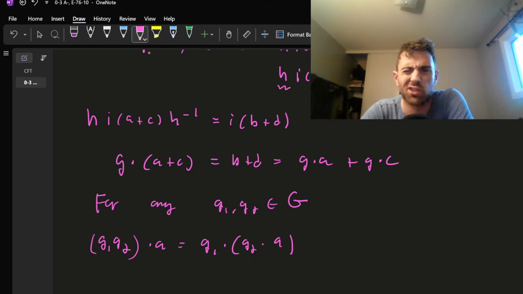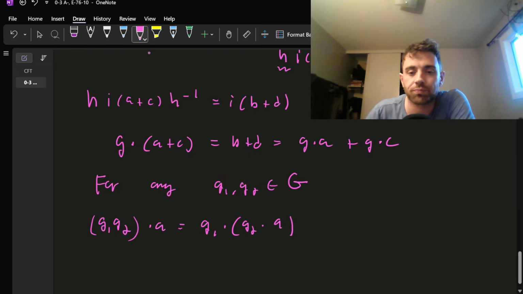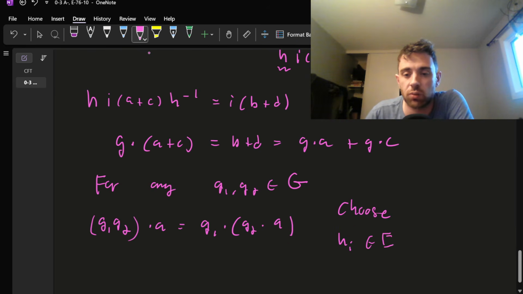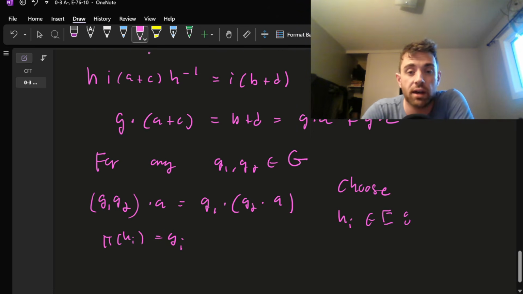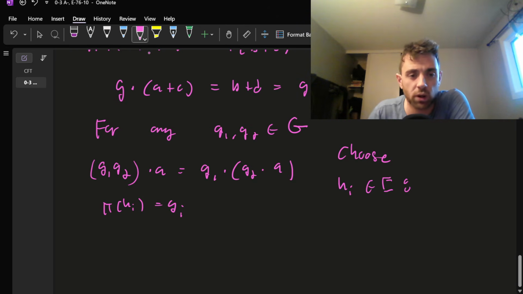I think I wrote it the other way in my notes, but let's choose again h_i for i equals 1 and 2 such that pi of h_i is equal to g_i. Then what are we going to do? Well, it's the same trick as before.